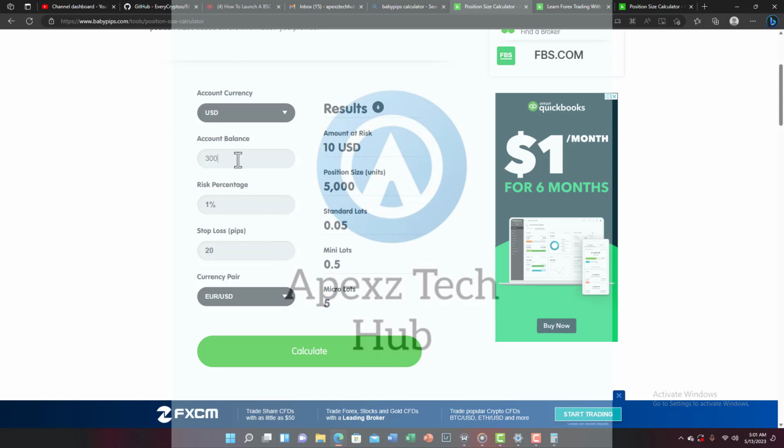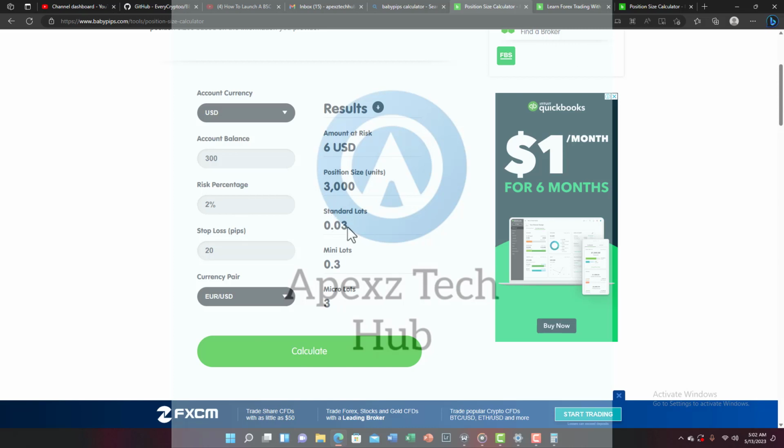If I have $300 in my account now, any trade I want to take, I'm risking just $3 to make $9. I'm risking $3 to make $9. So with 0.015, I know that we have 0.01, so you can't get this decimal. The only thing you will do here is either you round it up to 0.02, or you increase your risk to just 2%.